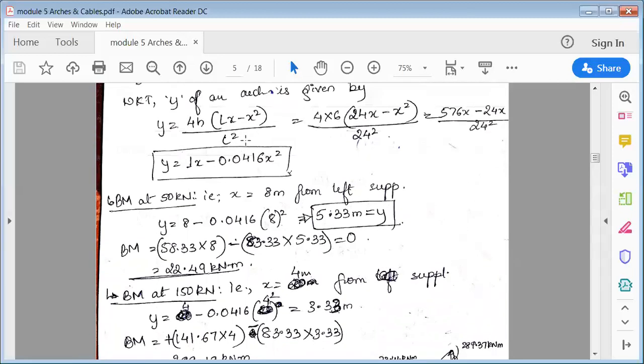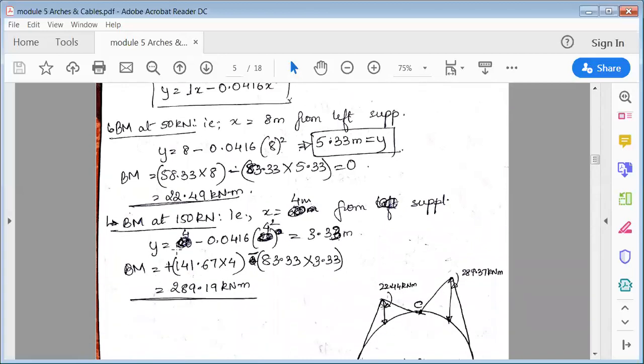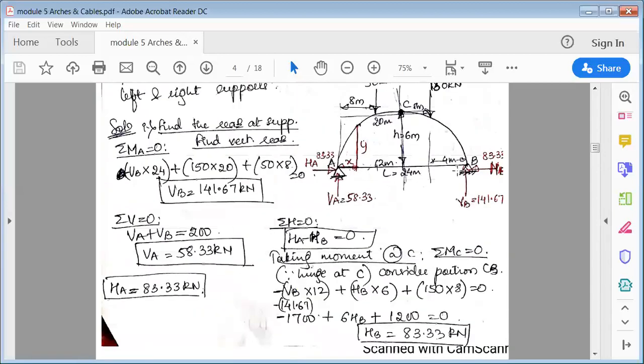Again, we have already found this equation, so we only have to substitute the value of x here. So y is equal to, instead of x, put 4 minus, again 4 square. You'll get 3.33. So at a distance of 4 meter from the right support, y is 3.33. And you can notice that below 150, this h at the center would be maximum, and when it reaches the support, the y distance goes on decreasing.